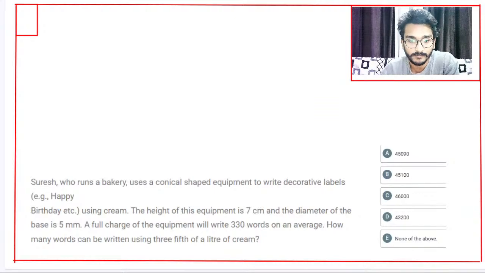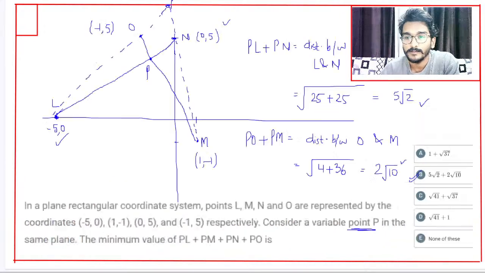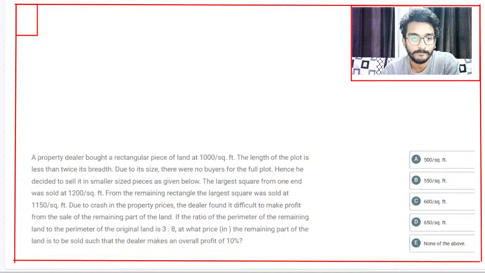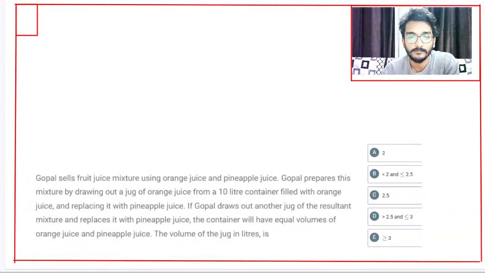Moving to the next. Okay, geometry. Oh yes, try this question. I thought I had given you this in homework. Try this question, based on mixtures. Give it a try.